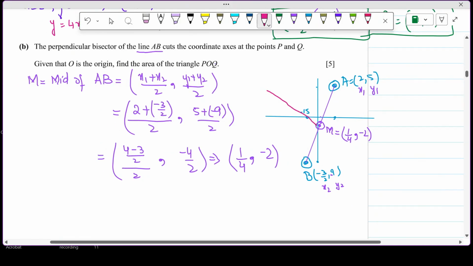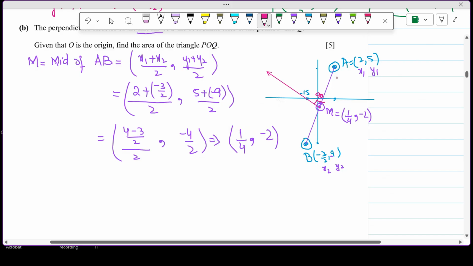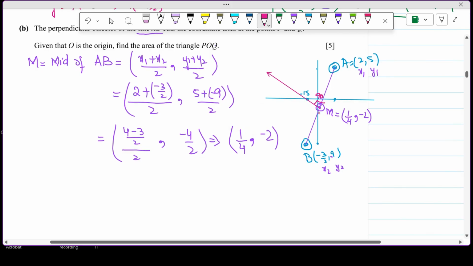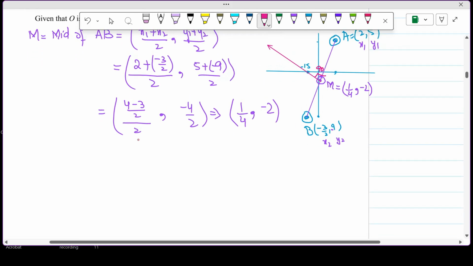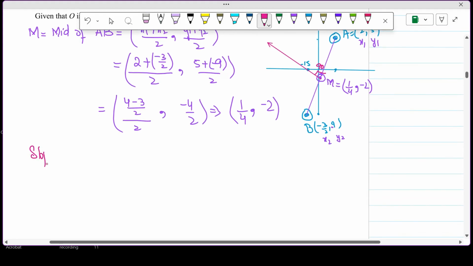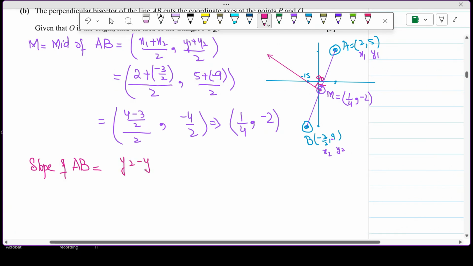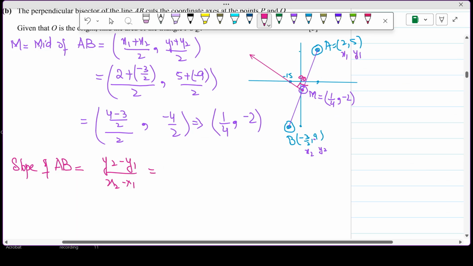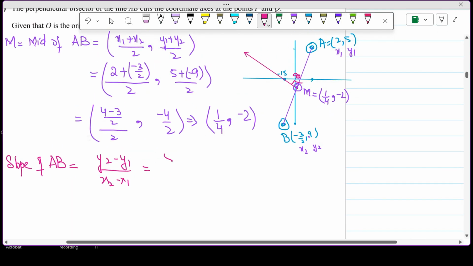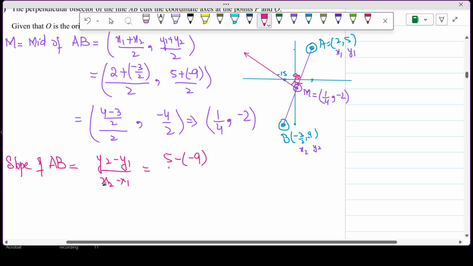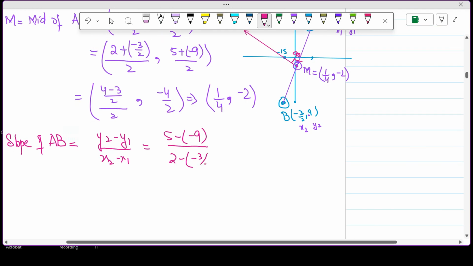So if we draw a line, this is the perpendicular bisector, which has 90 degrees with the line AB. If we can find the slope of line AB, we can find the slope of the perpendicular bisector. So first we find the slope of line AB. Slope of AB is equal to y2 minus y1 over x2 minus x1. So in this case, x1 and x2, y1 and y2 are the same. So y2 minus y1 means 5 minus -9 over x2 minus x1 means 2 minus -3 over 2.